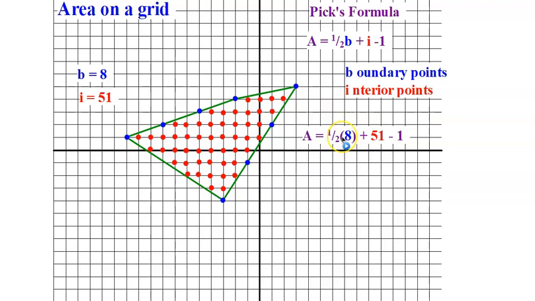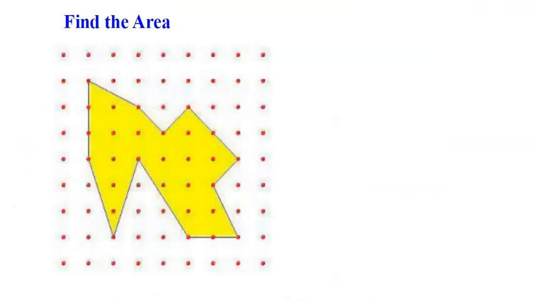All right. So A is 1/2 of 8 plus 51 minus 1. Well, half of 8 is 4. 4 plus 51 is 55 minus 1, and the area is 54 units squared. And wasn't that so much easier than doing that? Say yes. Yes, it was. It was much easier.